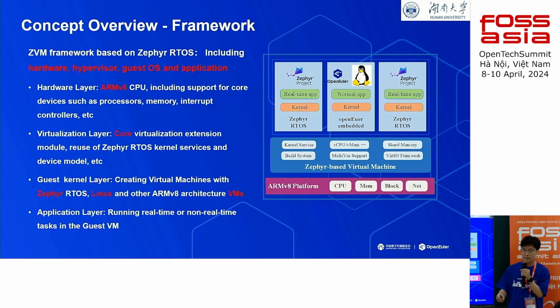In the guest kernel layer, we can use ZVM to create multiple virtual machines, like Zephyr RTOS or openEuler or other Linux with ARMv8 architectures. And the upper layer is the application layer. We can run real-time or non-real-time applications for different functions.